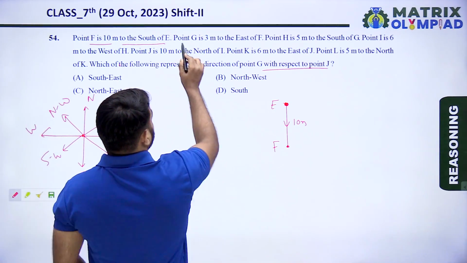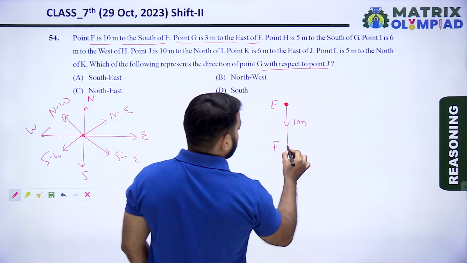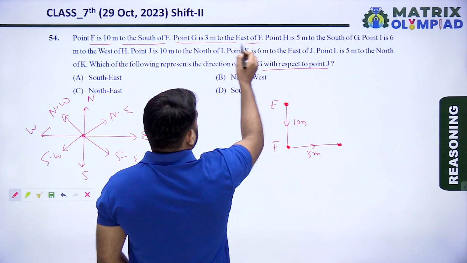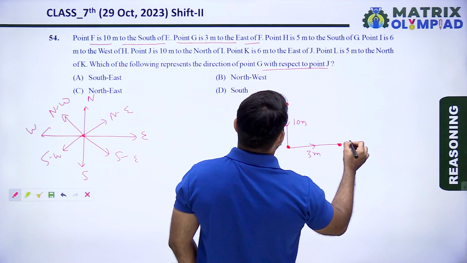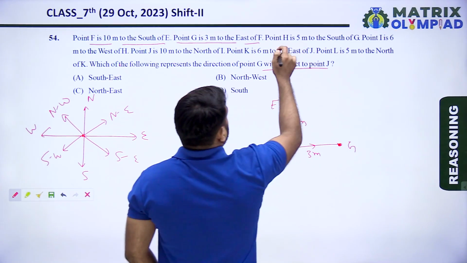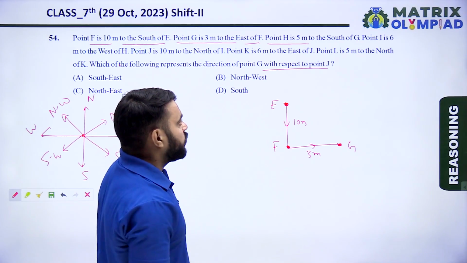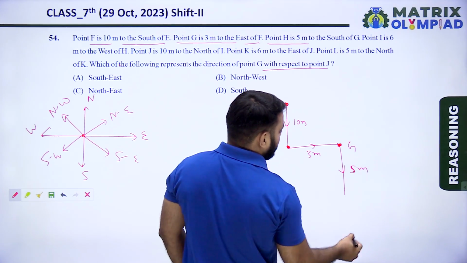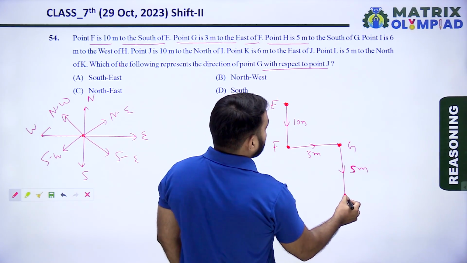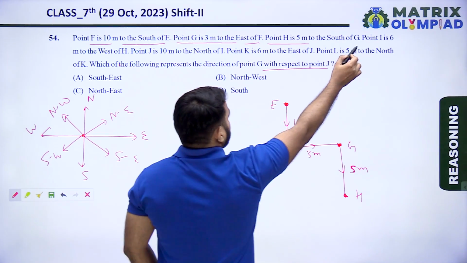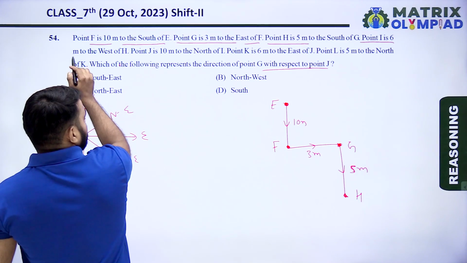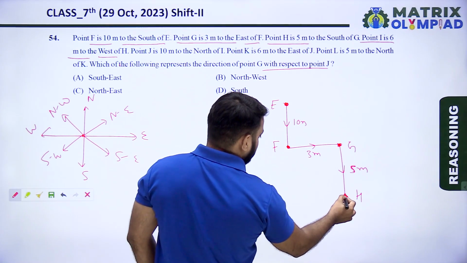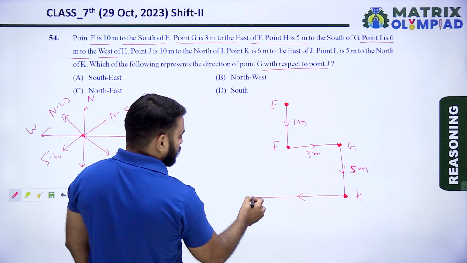Now next, point G is 3 meter to the east of F. So here is G. Now point H is 5 meter to the south of G. Here is H. Now next, point I is 6 meter to the west of H. So here is I.